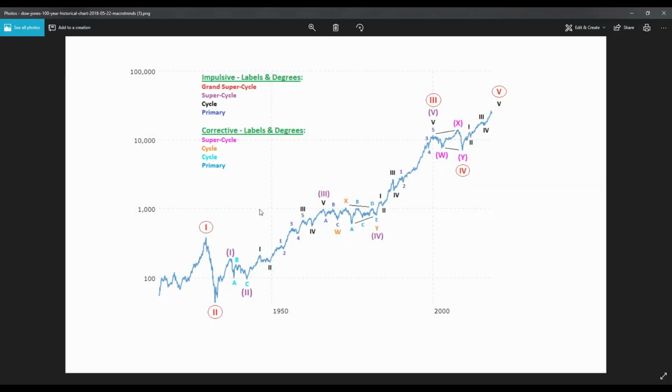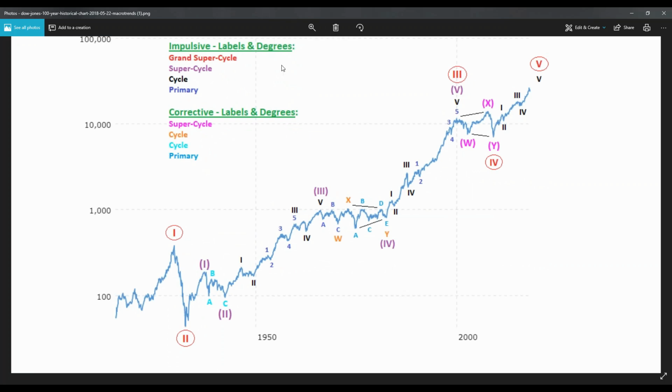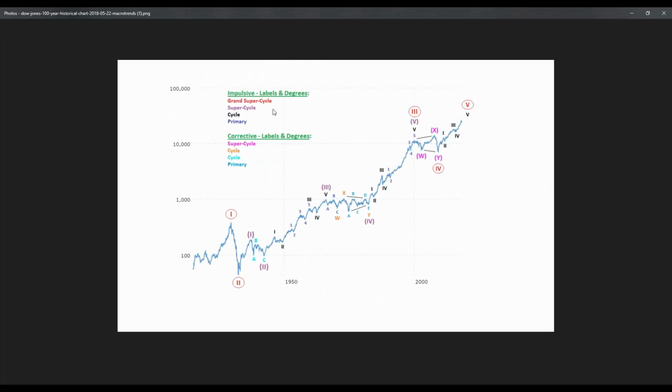So as I said, what I have in front of me is the Dow Jones chart from 1914 until 2018. Let me actually explain to you what's happening right here. Let me just make this a little bit bigger. As you can see, it doesn't work, so I'm just going to keep it like this. Right here I have the labels, so you can actually see.